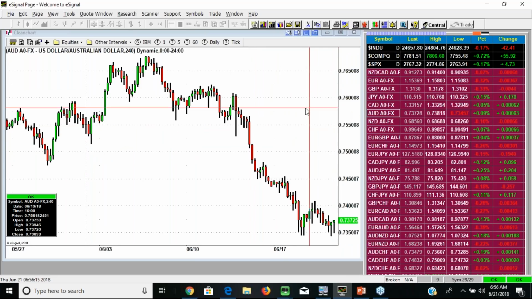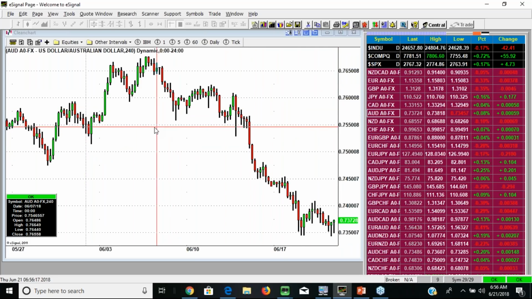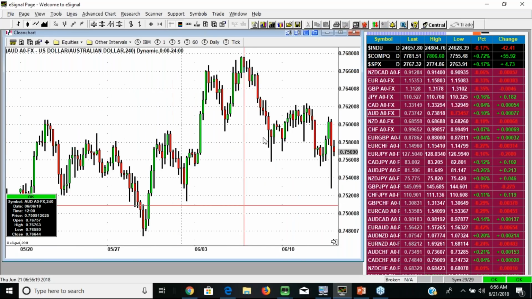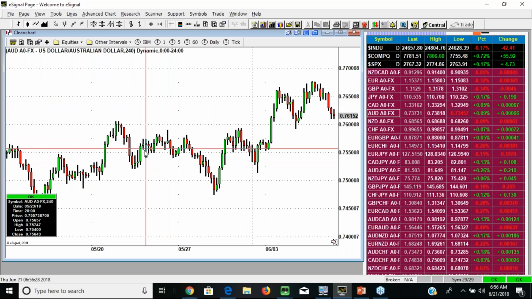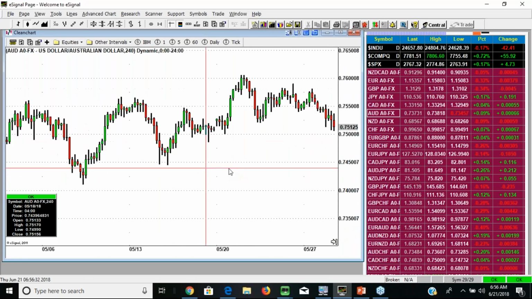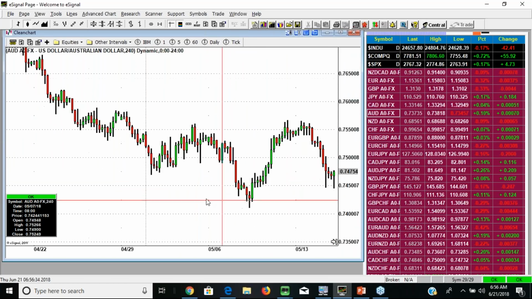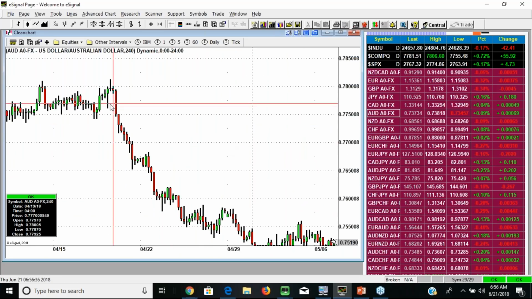Aussie, I don't see any obvious shooting stars in the Aussie. This is a shooting star right here, but it happens after a milder move, so the pullback is milder as well. And this is a doji, which is the next thing that we'll look at.